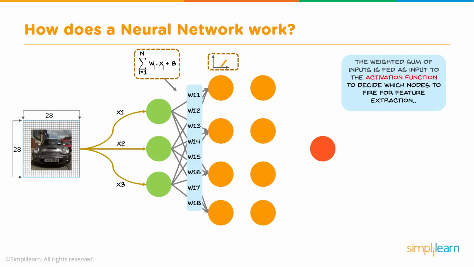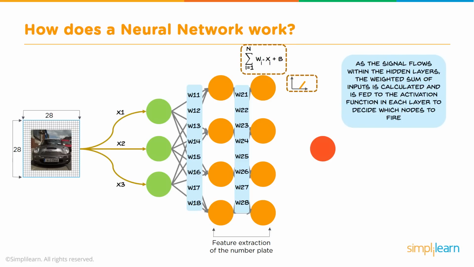The weighted sum of the input is fed as an input to the activation function to decide which nodes to fire and for feature extraction. As the signal flows within the hidden layers, the weighted sum of inputs is calculated and is fed to the activation function in each layer to decide which nodes to fire. So here's our feature extraction of the number plate. And you can see these are still hidden nodes in the middle.